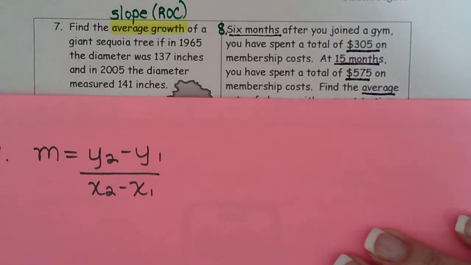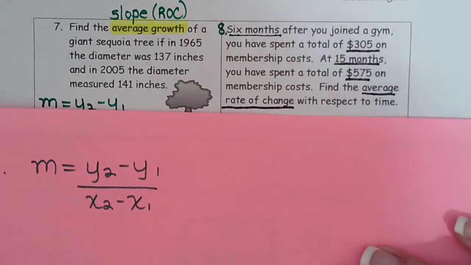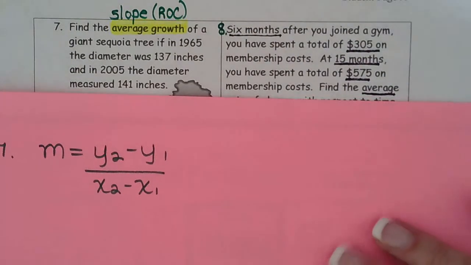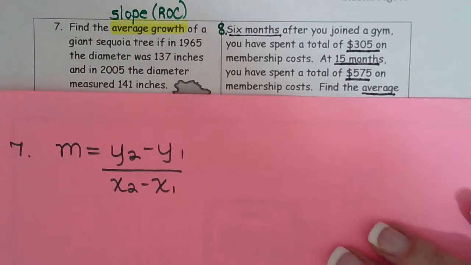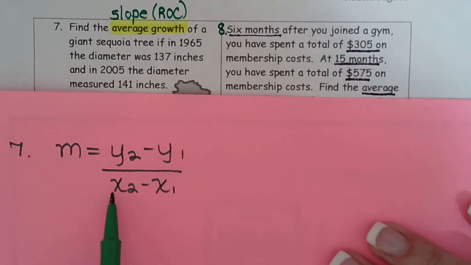So anytime you see words like average growth, average rate of change, average length, average speed, they want to know the rate of change. And what does rate of change mean? Slope. So that's why we write this.